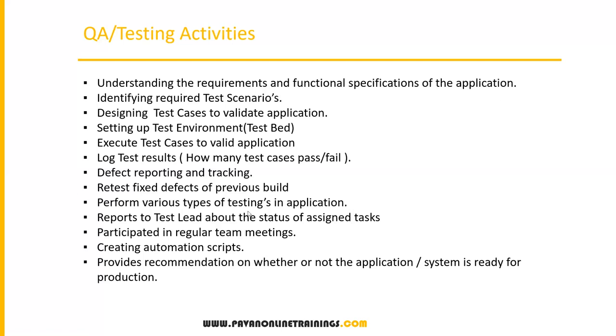And retest fixed defects of the previous build. Whatever bugs or defects you reported in the previous build, the developer fixes them in the new build, so you have to retest them. You have to make sure the defects are properly fixed and working fine. And perform various types of testing on the application. You have to conduct smoke testing, sanity, functional, UI testing. Whatever types we have discussed earlier, we have to conduct all of them according to your requirement.